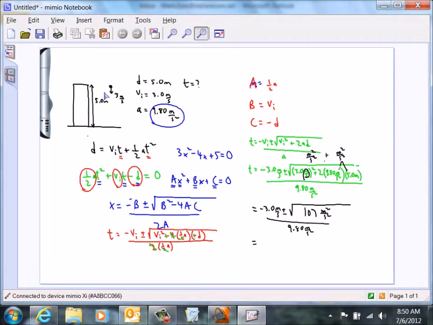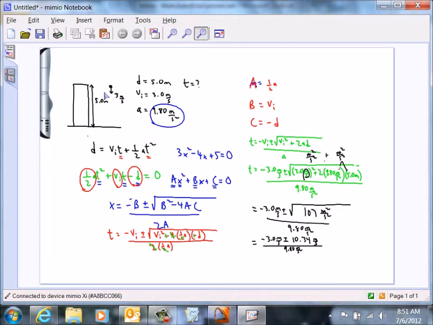So what does that give me? That gives me negative 3 meters per second plus or minus the square root of 107. When I do that, square root of 107 is the same thing as about 10.34. And the square root of meters squared per second squared is just meters per second. That's all divided by our 9.8 meters per second squared. Now remember, when you're solving a quadratic, you always get 2 roots. There are always 2 different solutions. One using the plus sign and one using the minus sign.